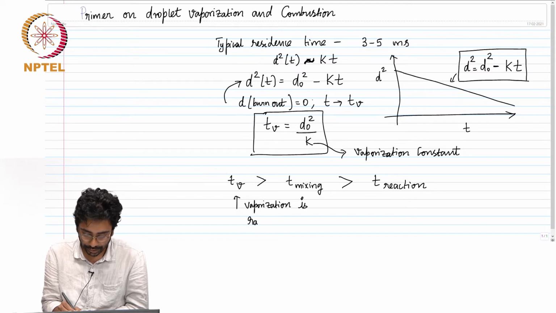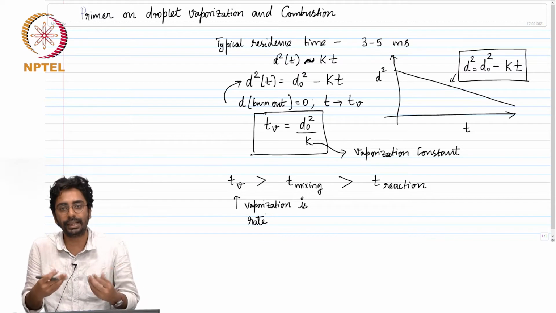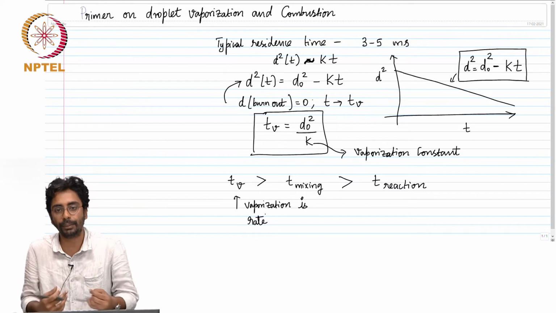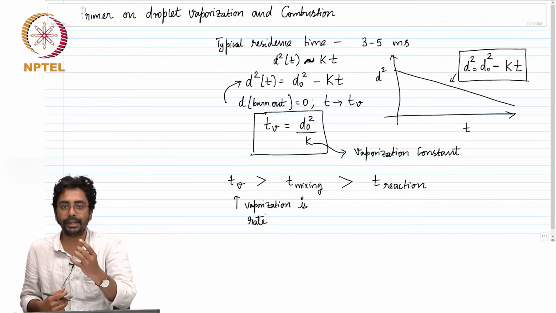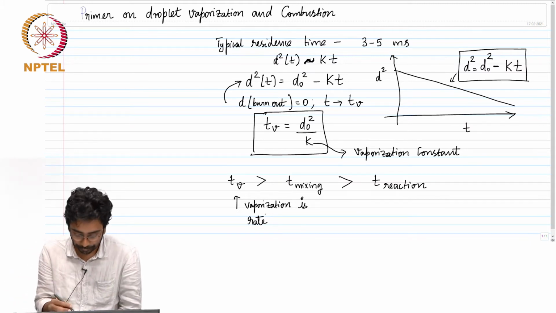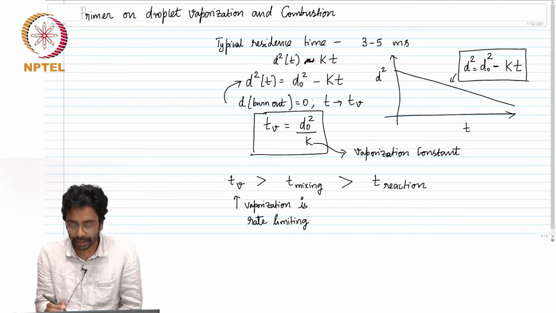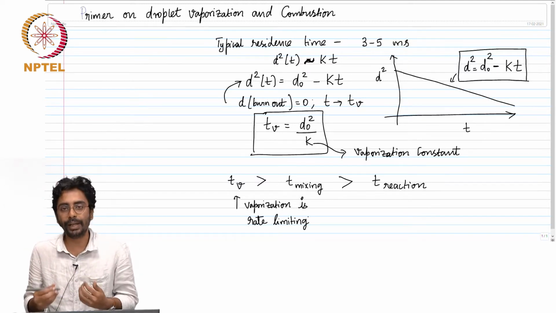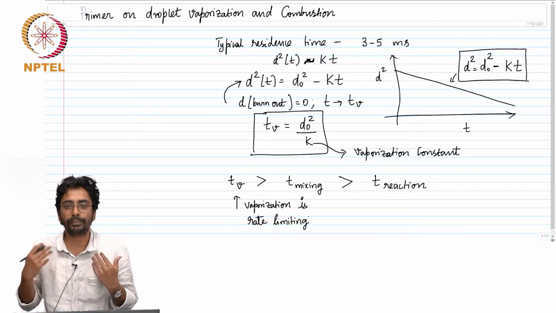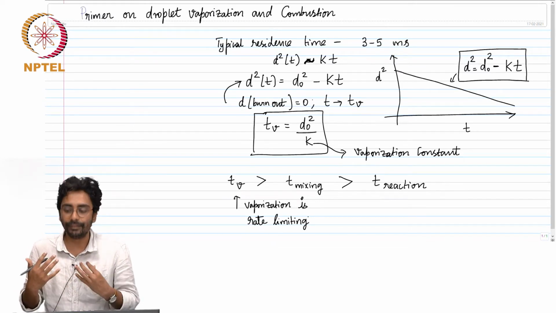is rate limiting. It is the slowest process, and therefore when you design the combustion chamber, you need to make sure that enough time is provided for the droplets to completely vaporize. Otherwise, you will have fuel droplets entering the combustion chamber and leaving without completely burning, which is something that we do not want. And if you ensure that there is enough time for the droplets to vaporize, you have automatically ensured that there is enough time for mixing and reaction, because both mixing and reaction are much faster than vaporization.